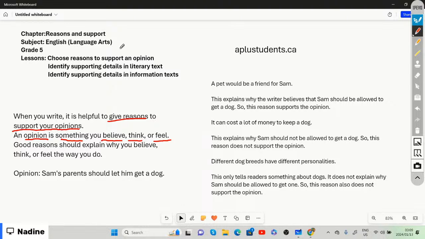And good reasons should explain why you believe, think, or feel the way you do, right? So if you give a very good reason as to why you feel like this, or why you feel strongly about something, why you believe whatever you're saying, and why you think that whatever you are saying is correct or even important. So, good reasons should explain why you believe, think, or feel the way you do. Why you believe, think, or feel that something is correct or true.